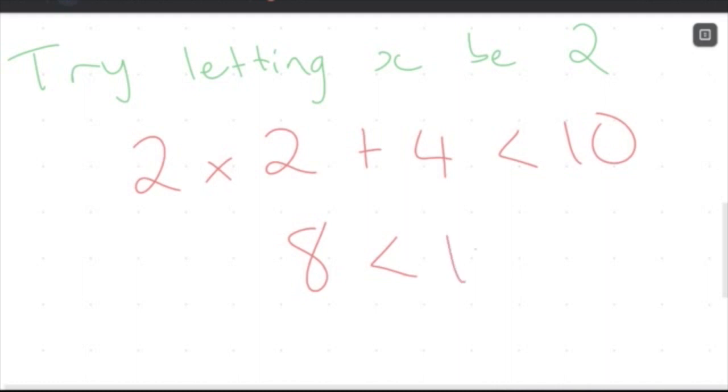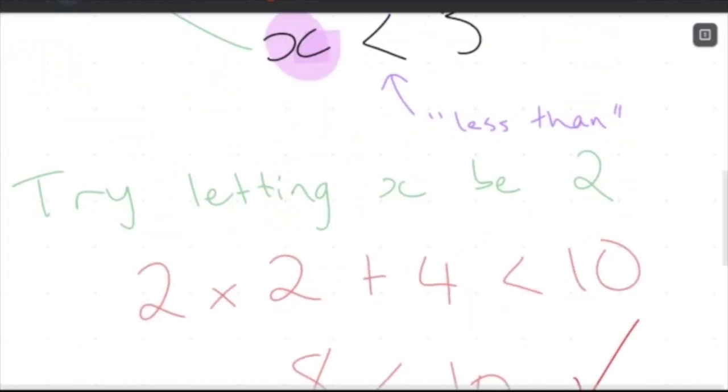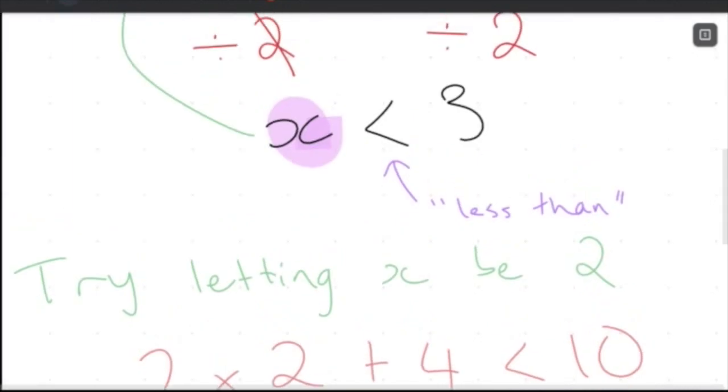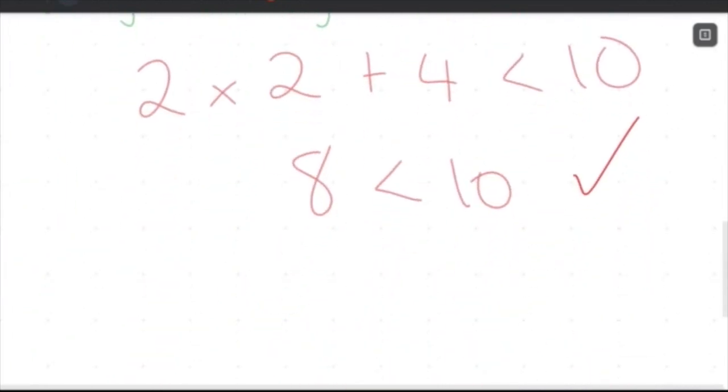8 less than 10. So is this satisfied? Well, yes, it is, because this is a mathematical truth. 8 is, in fact, a number that is less than 10. So our inequality is correct. Substituting a number less than 3 gives me a value, once it's subbed in on the left-hand side, that is in fact less than 10.